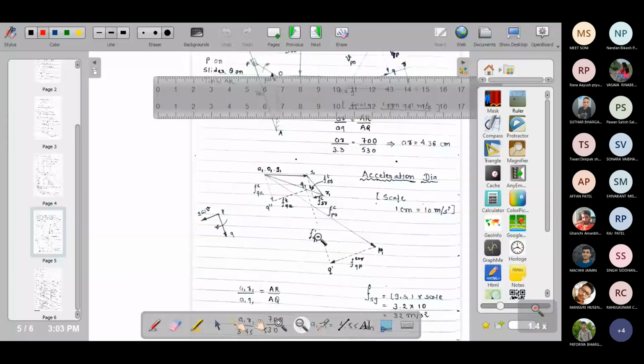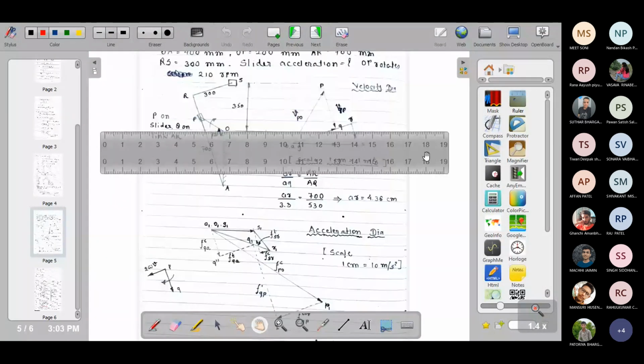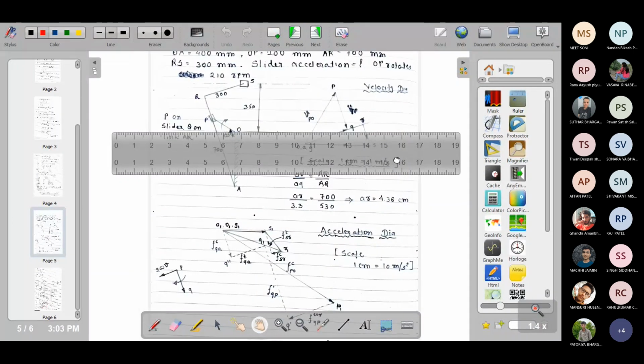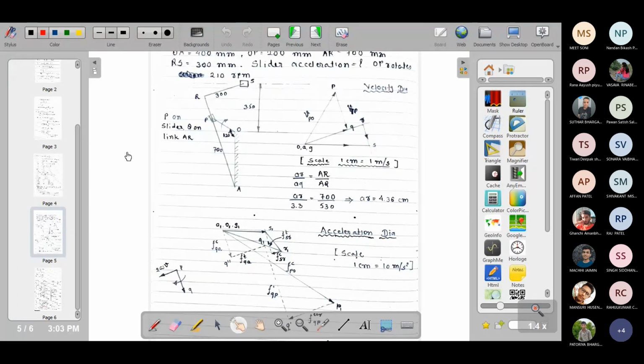Any confusion in this? Yes or no? Any other students? I can repeat it. No issue. If you have any confusion, you can ask me. मुझे कुछ बुरा नहीं लगेगा. Any confusion? Yes or no?